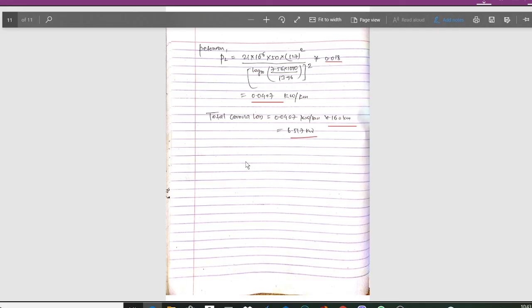So in this way you can solve such types of numericals related to transmission line design.